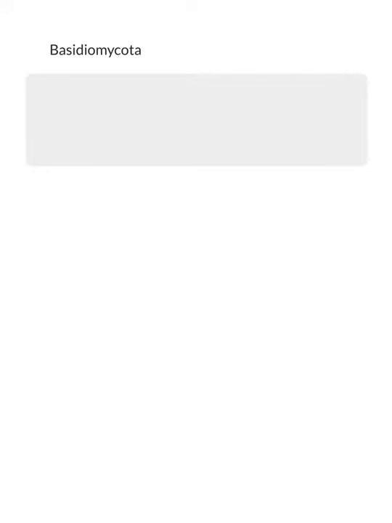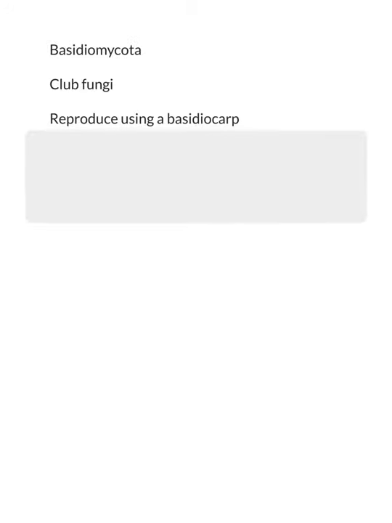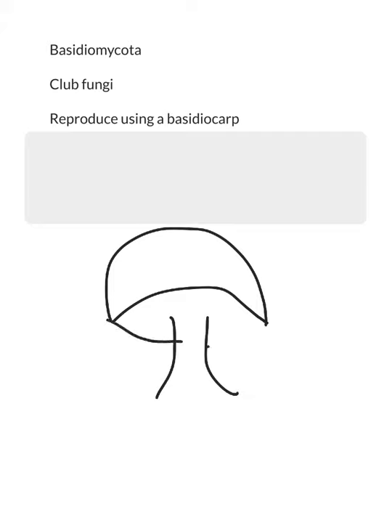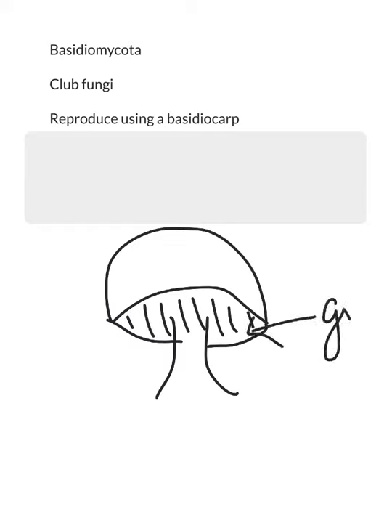The last type of fungi we will investigate is Basidiomycota. These are also known as the club fungi and is the largest phylum of fungi in the fungi kingdom. This group reproduces using a basidiocarp. Most of these basidiocarps are your typical mushroom. So you will see the cap on top with a stalk holding it up. Underneath the cap, there are gills. If you look at the gills under the microscope, you will see the spores being formed.